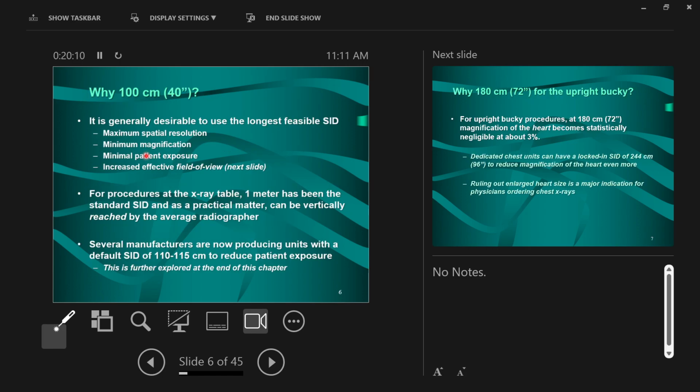Remember, the longer your SID is, let's get the highlighter, the longer your SID is, the better your spatial resolution is, the less magnified you are, the lower the patient's exposure is, and the wider your field of view is. All of those things improve when you lengthen the SID. So when we have upright stuff, it is better for us to have a longer SID than a shorter SID because we can, and it helps improve all of these components.